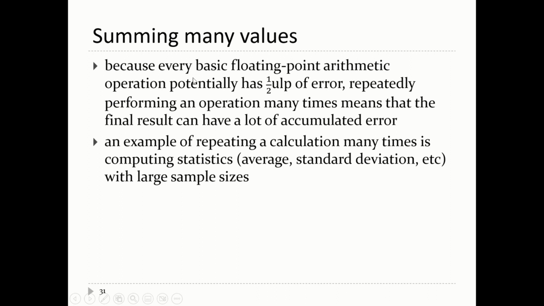Every basic operation potentially has 1/2 ulp in error. So if you repeat that operation over and over and over again, that means you can potentially accumulate that half ulp error however many times you perform the operation. Now, when do you have to repeatedly perform an operation? Well, when I want to sum a bunch of elements, for example. If I want to compute the average of a large number of results, or compute the standard deviation or some other statistical quantity, that involves large sums. So what happens when you do this?